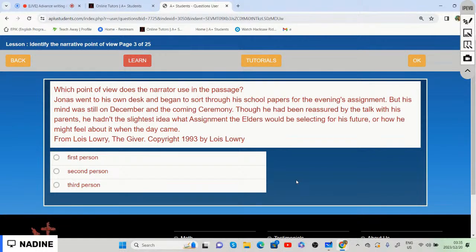Jonas went to his own desk and began to sort through his school papers for the evening's assignment. But his mind was still on December and the coming ceremony. Though he had been reassured by the talk with his parents, he hadn't the slightest idea what assignments the elders would be selecting for his future, or how he might feel about it when the day came.